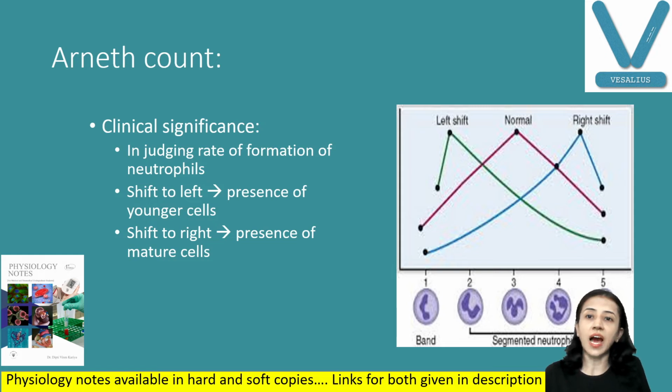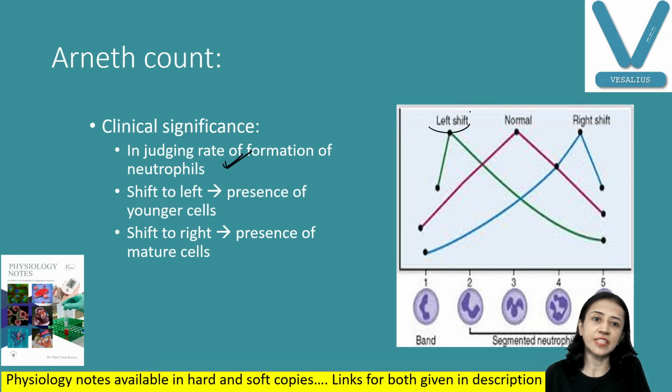Next small topic, that is Arnett count. What is Arnett count? That is counting the number of neutrophil lobes, or counting the number of neutrophils with different lobes. Means neutrophil with 3 lobes, 4 lobes, 5 lobes. So clinical significance is we can judge the rate of formation of neutrophil.